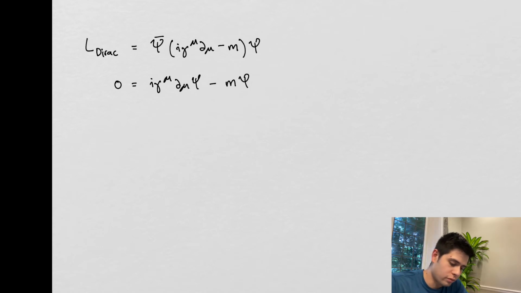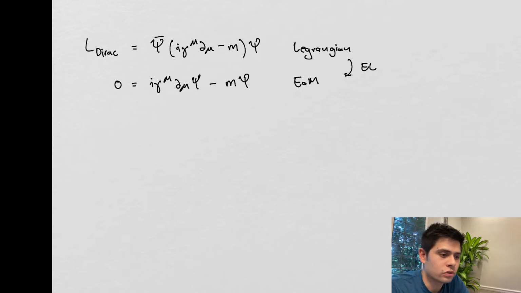All right, so we go from Lagrangian to equation of motion. To get to this point, if you recall, we used the Euler-Lagrange equations. And then we propose some solutions here.